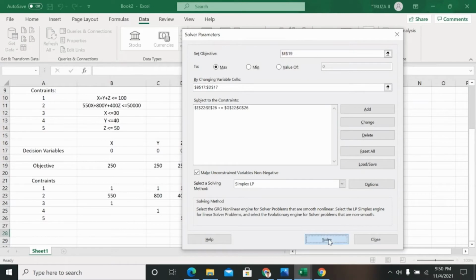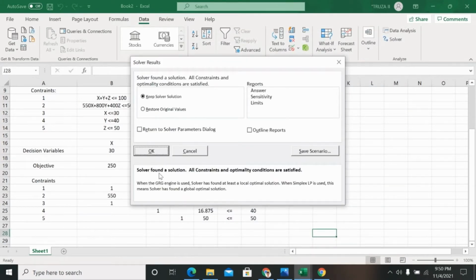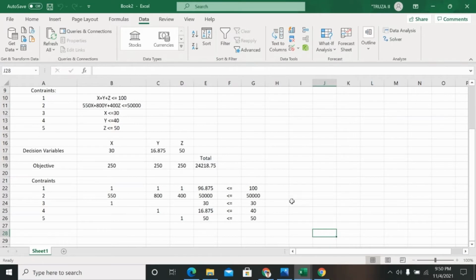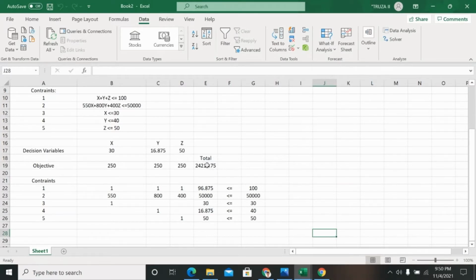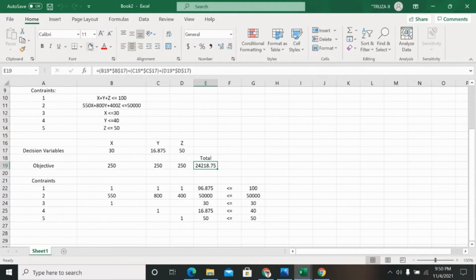If we click Solve, the Solver found a solution, which is the maximum. The maximum profit is 24,218.75. This is the maximum total, and the maximum amounts of x, y, and z, or cargo 1, cargo 2, and cargo 3 respectively, are these. So that is our answer.